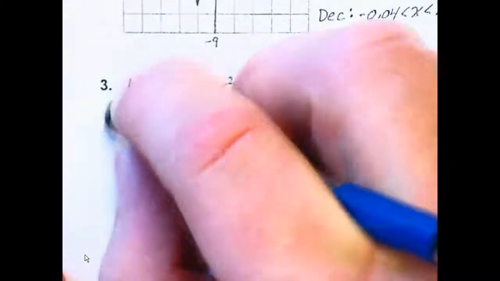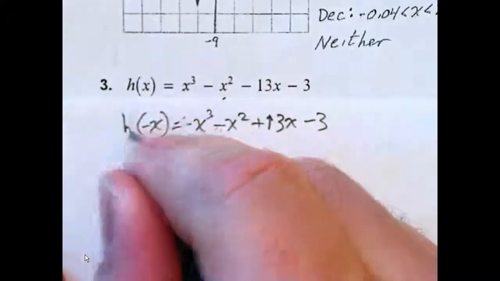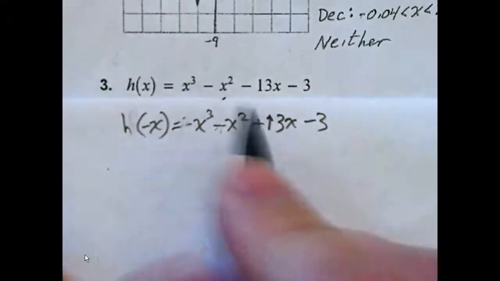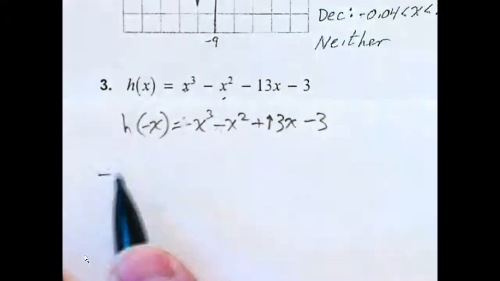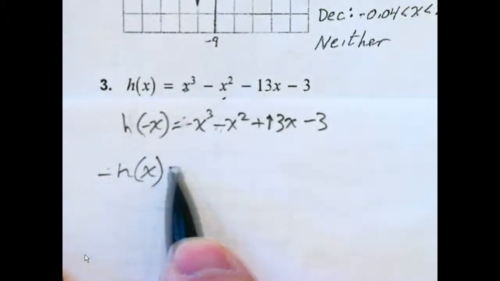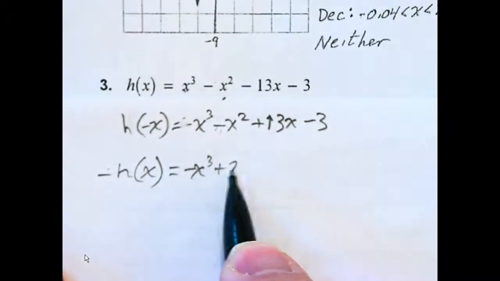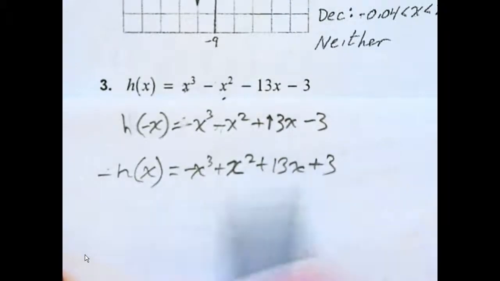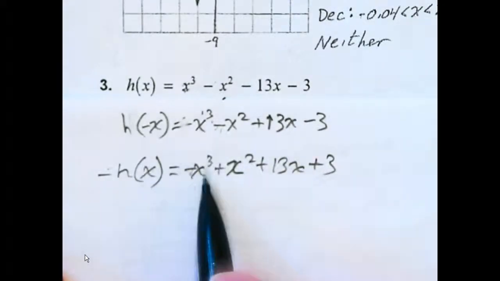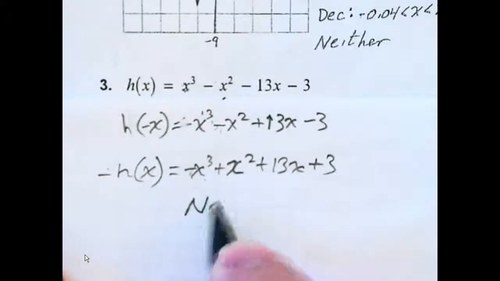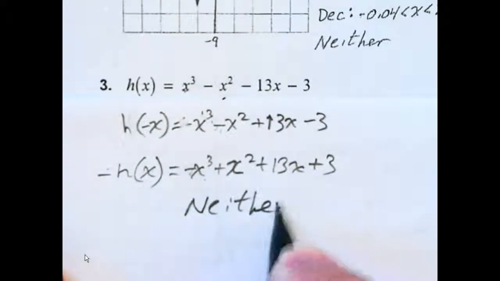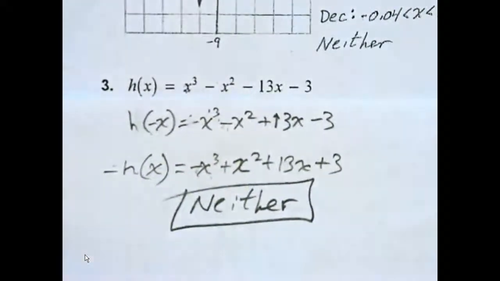And I guess we'd be doing h of negative x. Okay? And if we flipped all the signs to get negative h of x, that would become negative x cubed plus x squared plus 13x plus 3. Those aren't the same either. Therefore, this is neither. If neither are true, then there. And that's nice when you don't have to graph it to figure that out.